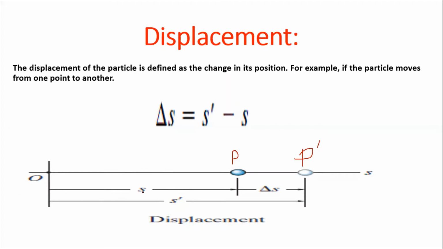So when I subtract s from s dash, I will get delta s. This is the difference between the positions of P and P dash. How can I find it? Delta s equals s dash minus s. This is the equation from which we get the displacement. The displacement of the particle is defined as the change in its position, for example, if the particle moves from one point to another.